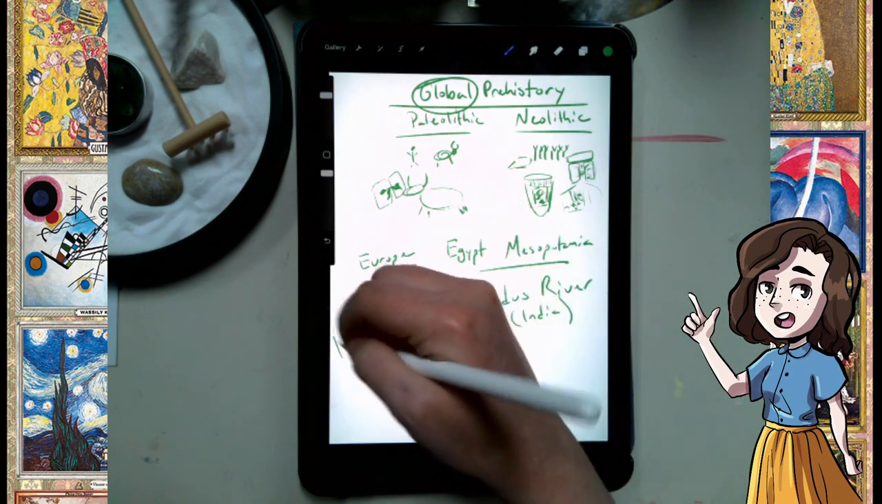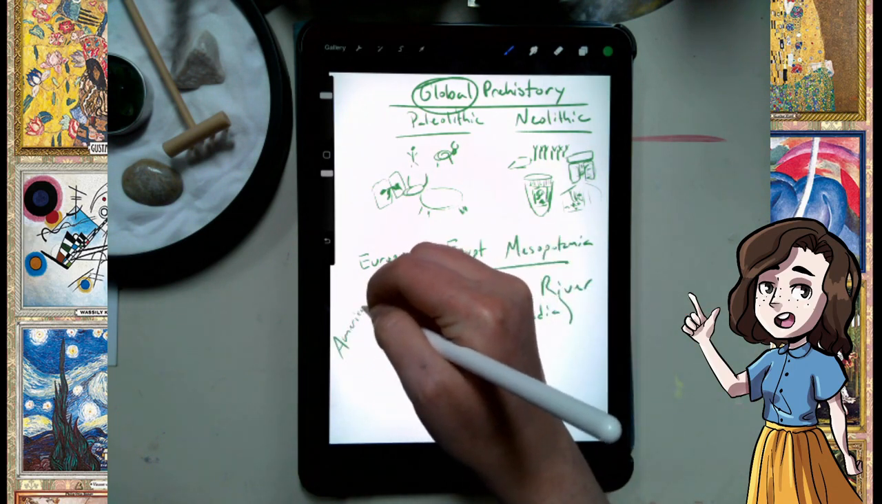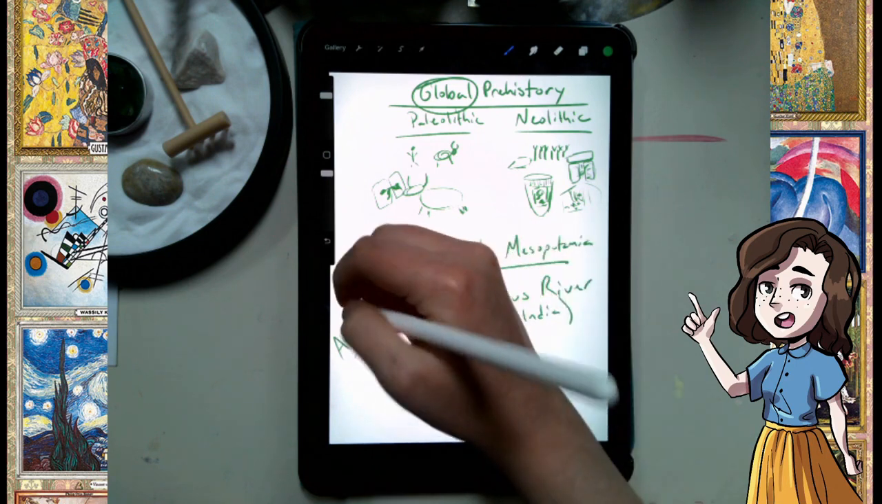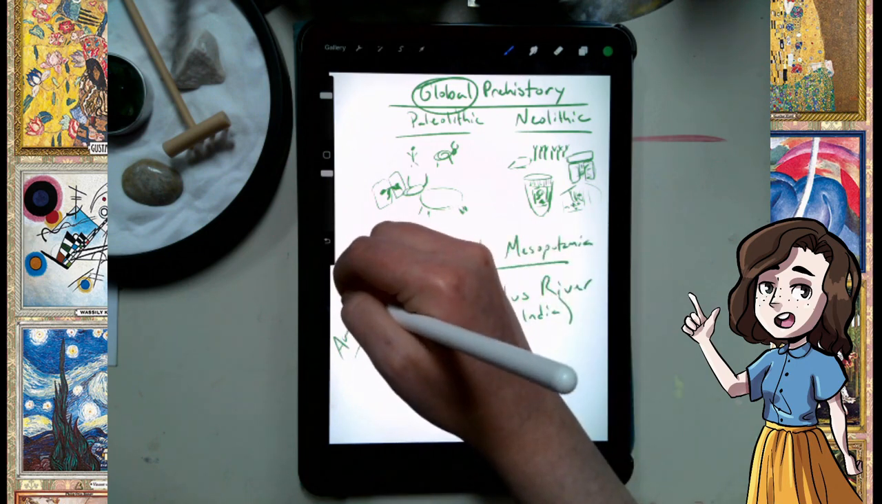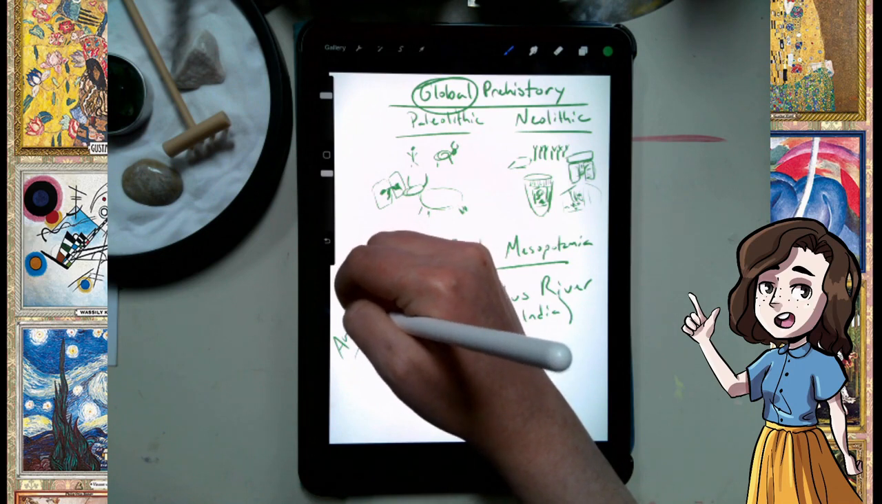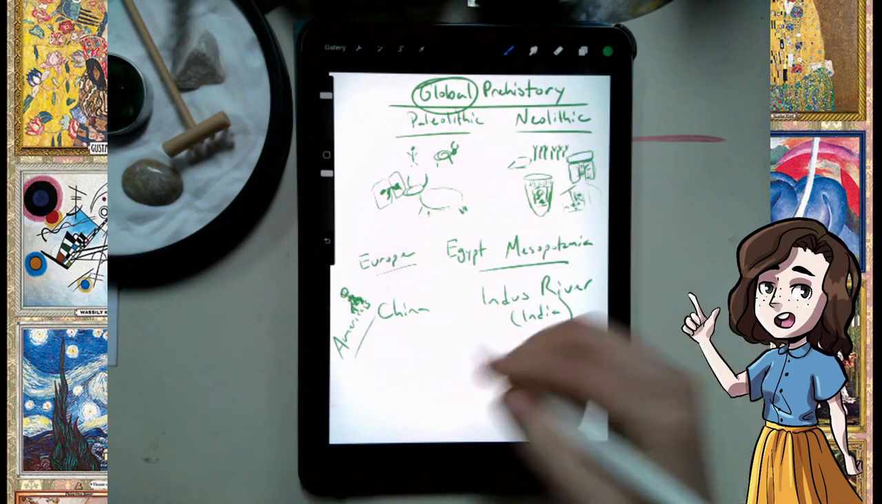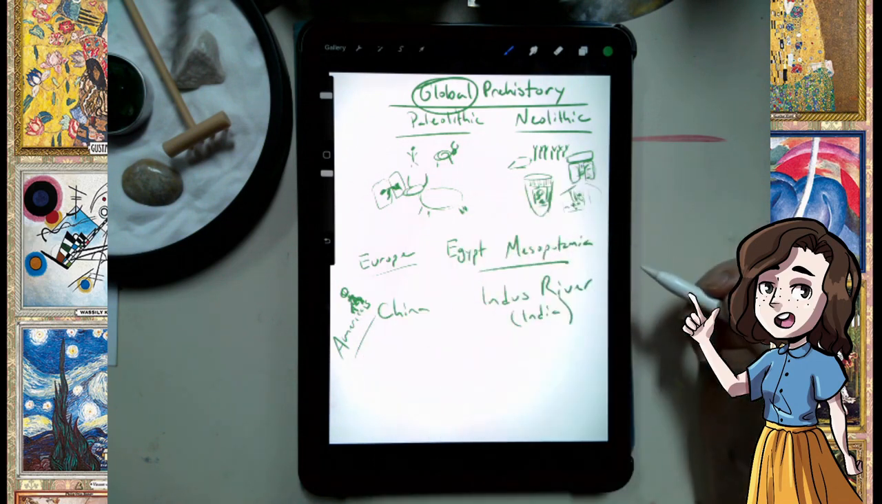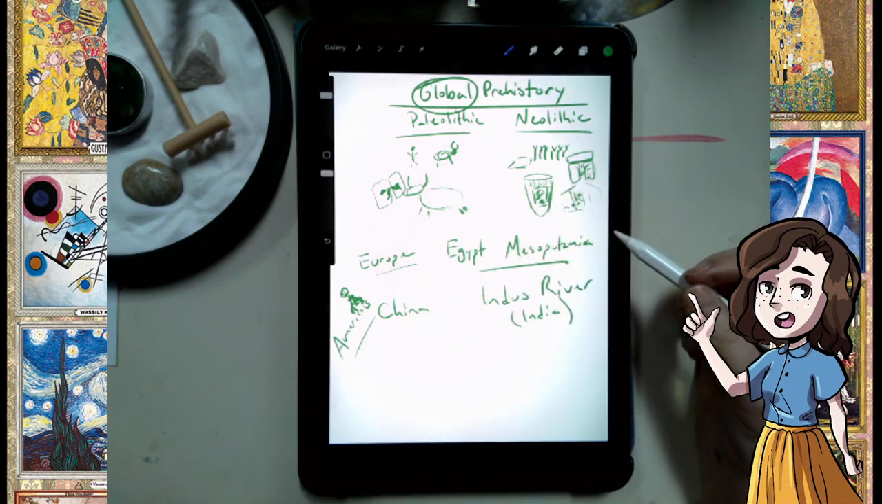The Americas are doing their own thing. We deal with the Americas a little bit later, such as the Tlatilco, right? The two-faced hips. So we do see the start of art in the Americas too. Every single place has got stuff going on.